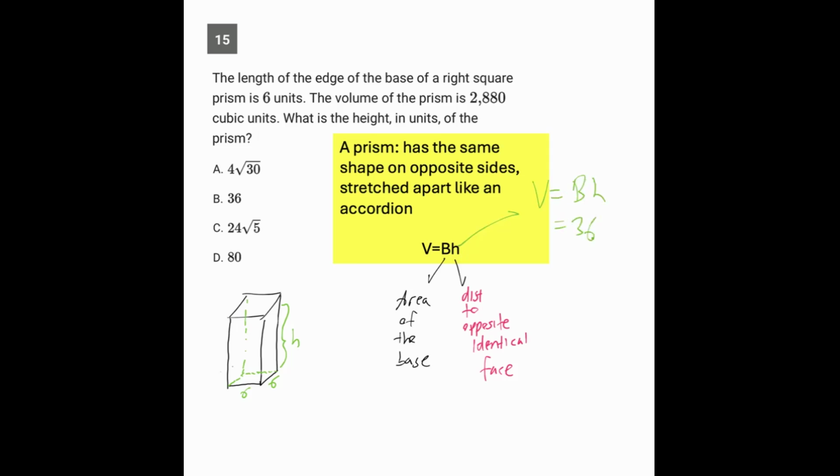But if the volume is the area of the base times the height, the area of the base is 36 because it's a square with sides of 6 and 6. The height is what we don't know, and the volume is 2,880. Now we can divide both sides by 36, 2,880 divided by 36, and that gives us a height of 80, which is answer choice D for this question.